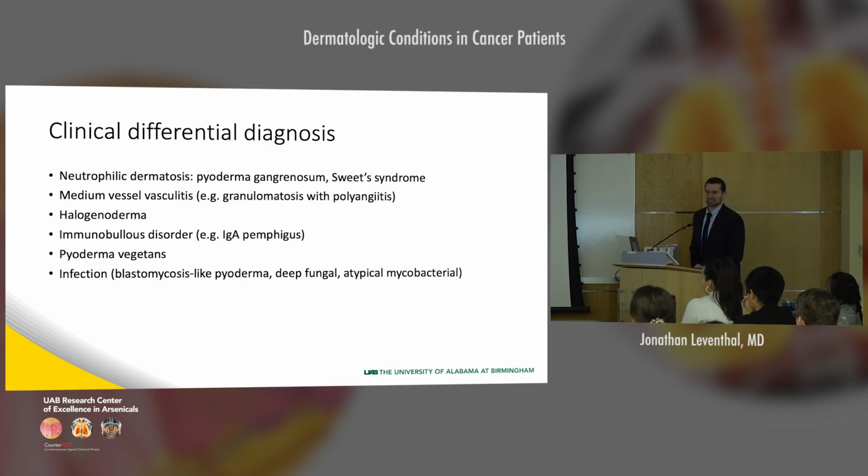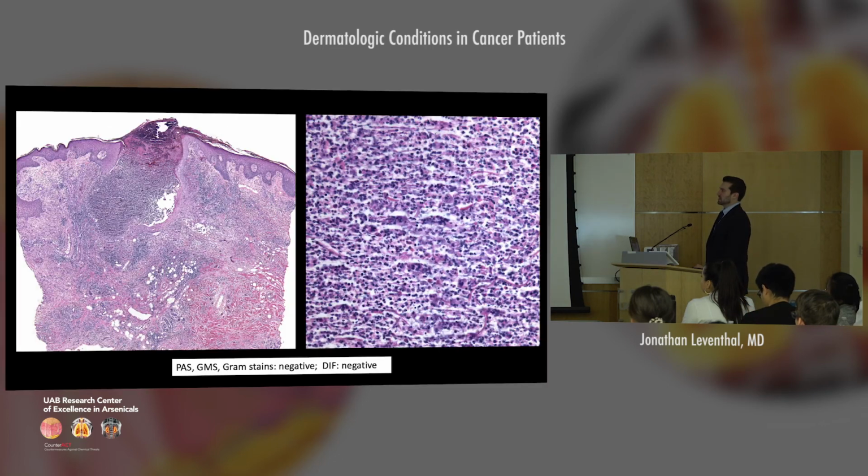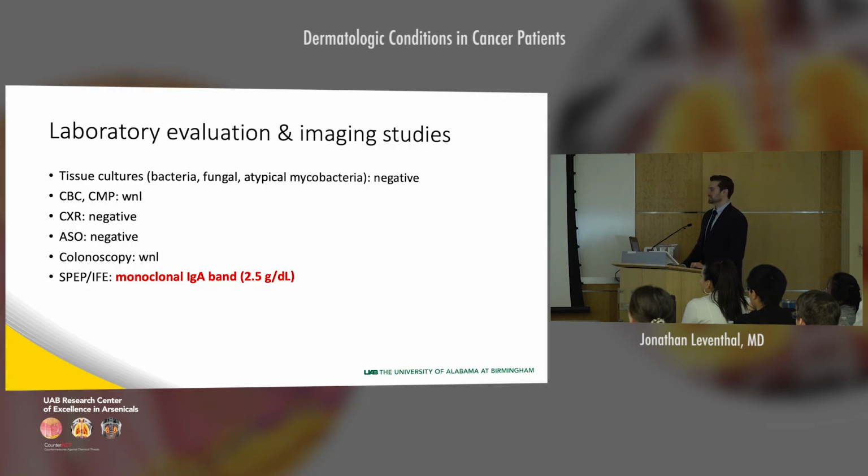That was less likely given how extensive this was. She was feeling very well. And so we were hoping it was not going to be infectious. But biopsy and tissue cultures were indicated. And so on biopsy, there was an ulcer with a very dense inflammatory infiltrate that when you zoom in was composed predominantly of neutrophils. There was occasional lymphocytes and plasma cells as well. PAS, GMS, and gram stains were all negative, and immunofluorescence studies were negative as well. Importantly, tissue cultures for bacterial, fungal, and atypical organisms came back negative, and so we weren't looking at an infectious process.